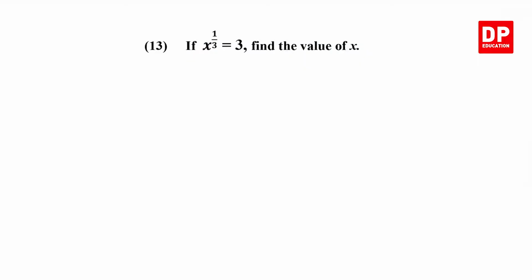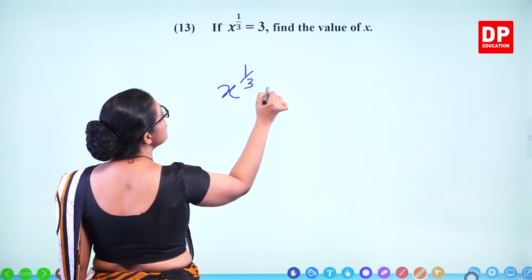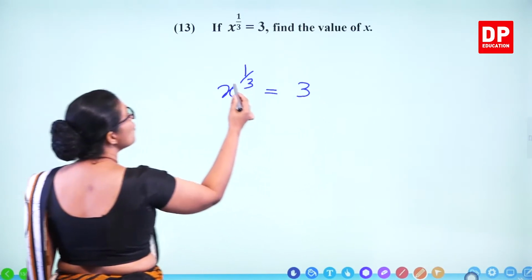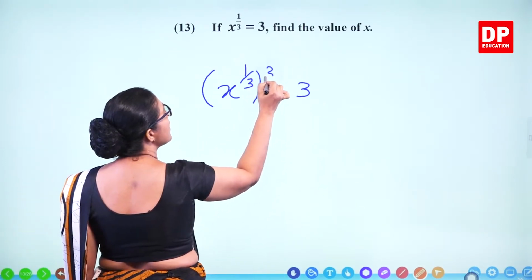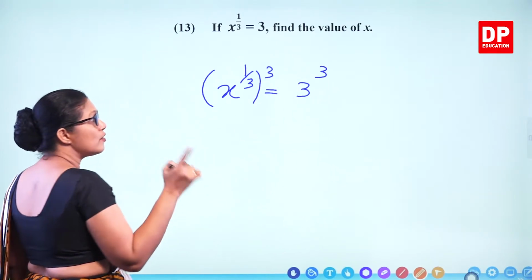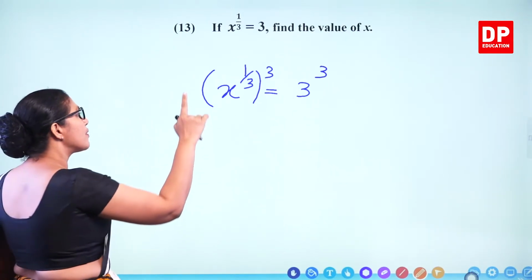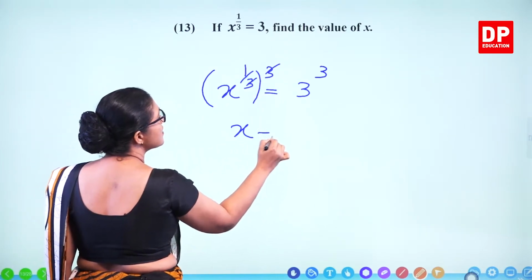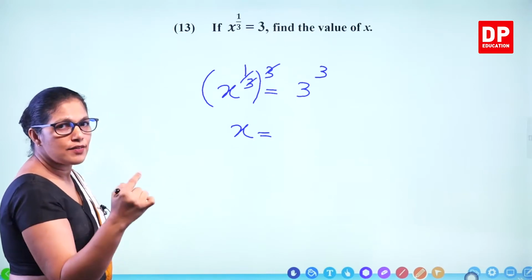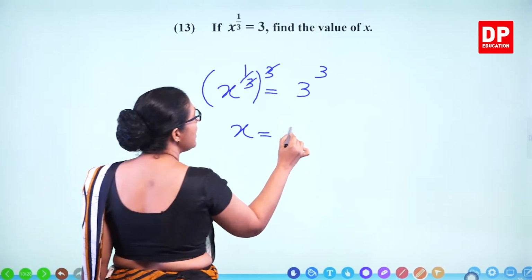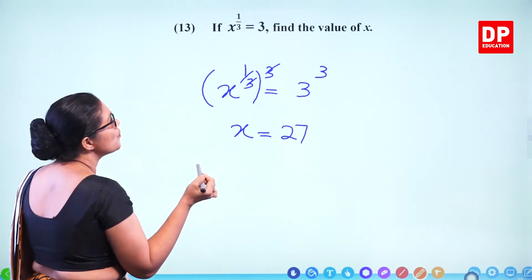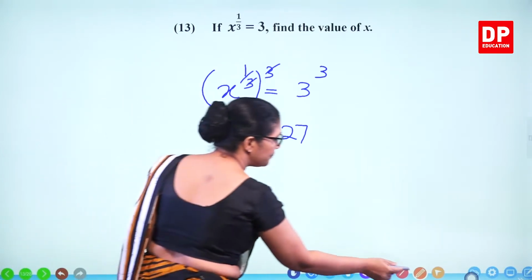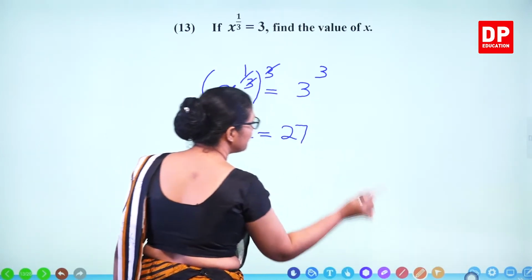Question number 13. x to the power 1/3 is 3. Find the value of x. How do you get rid of this 1/3 power? You have to cube it to get rid of that. When you are doing that, you have to do it on both sides. So when you do that, this power gets cancelled out and you get x. What's 3 to the power 3? 3 times 3, 9. 9 times 3, 27. So x value is 27. 2 marks.